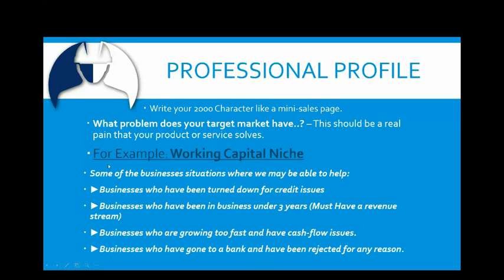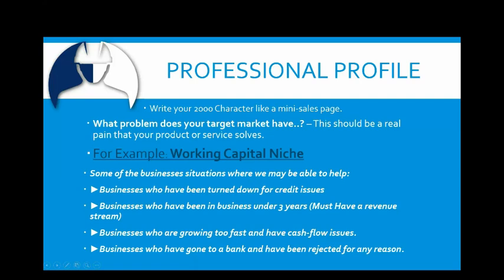So the problem, as you can see down here, is for the business owner, or some of the business situations where we may be able to help. Okay, businesses who have been turned down for credit issues. Working capital loans don't work off of credit issues. Businesses who have been in business under 3 years. Businesses who are growing too fast and have cash flow issues. Businesses who have gone to a bank and have been rejected for any reason. This is the problem of the business owner.